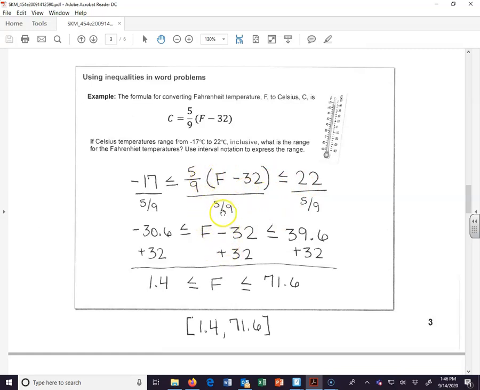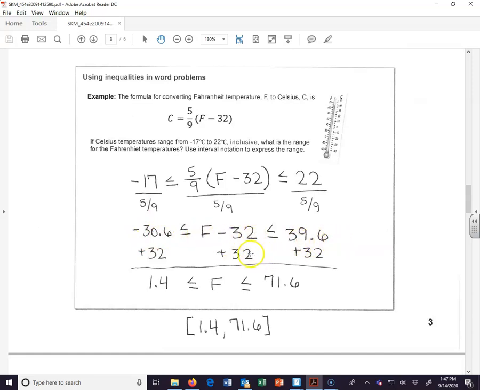So we're going to start by dividing by 5/9. That's going to get rid of the 5/9 here and get it over to both sides. I just left my answer as a decimal instead of dealing with the fractions. So when you put negative 17 and divide by 5 over 9 in your calculator, you should get negative 30.6. And then on the right, I got 39.6.